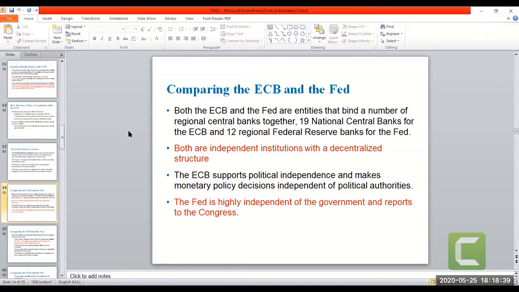In addition, the EU Central Bank supports political independence and makes monetary policy decisions independent from political authorities. Theoretically, it is independent from political influence of member countries because it is managed by all member states.